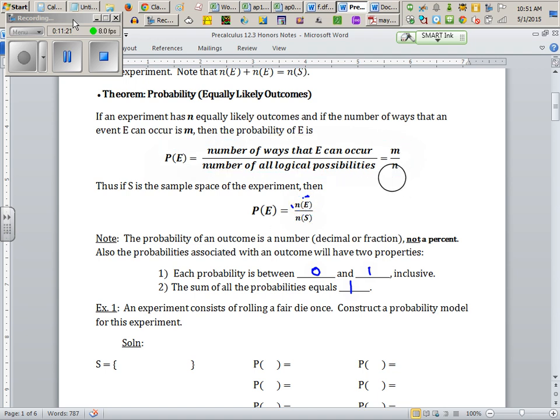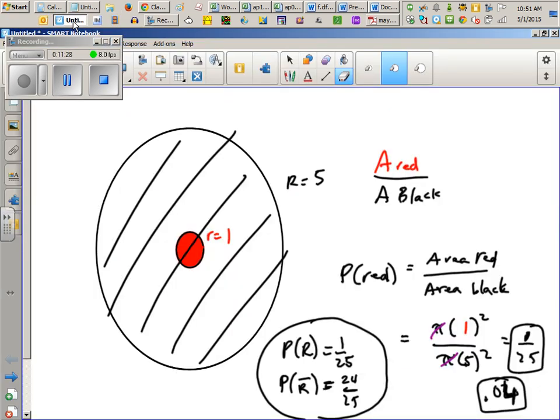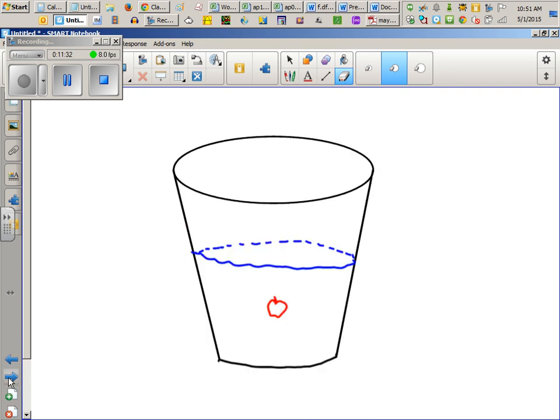Okay, so fill in the blanks and let's go on and look to our first example. Oh, before we do, real quick, do we have to use areas as a sample space in geometry? Or could we use volumes?